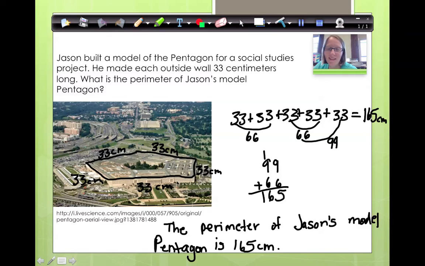Wouldn't that be neat to build a model of this building? That would be a pretty cool project. All right. Now good luck, and I'll see you soon.